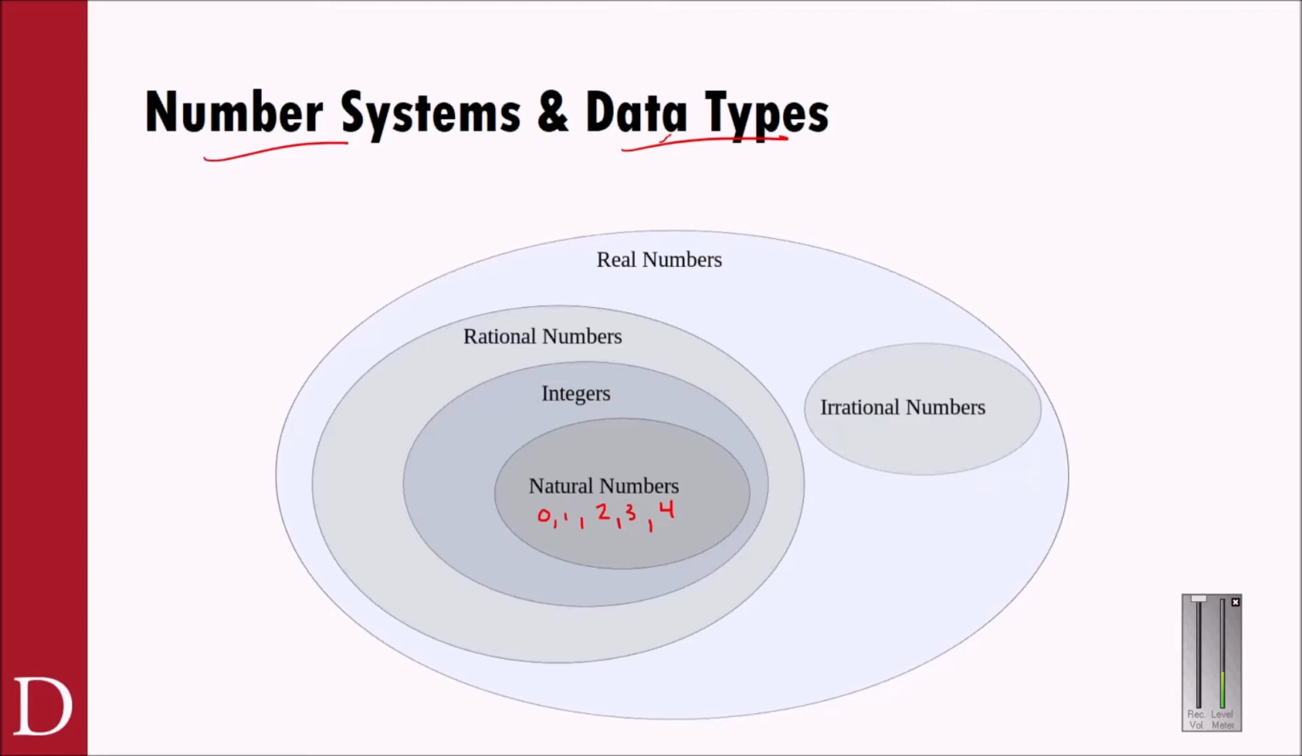0, 1, 2, 3, 4, 5. This is how we learned to count as a kid. Those are the natural numbers. They go from 0 to infinity, but they always start at 0 and they always go 1, 2, 3, 4, 5, 6, 7, 8, so on and so forth.